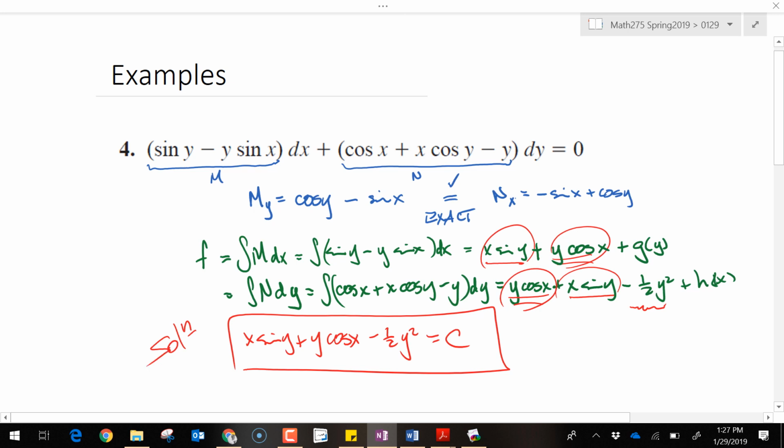Again, you want to try to solve for y if you can. But if you can't, like in this case, you just say this is an implicit solution. I would expect you to know that this is an implicit solution because y and x's are all kind of mixed up together.